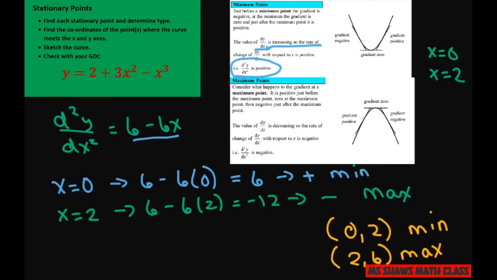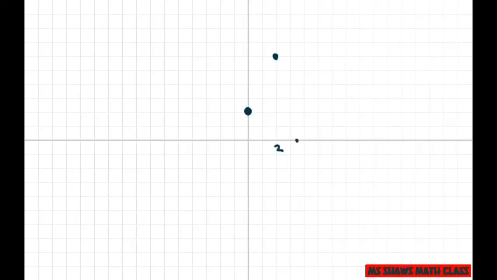Then we can sketch the curve. It has a degree of 3. That means it's going to have at most 2 turning points. It's always n minus 1 turning points. So let's look at it. I kind of plotted these here. This is 0, 2, which is a minimum. So we're starting here, connecting to our 2, 6. This was at 6.